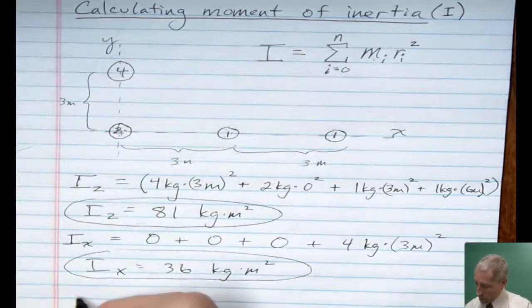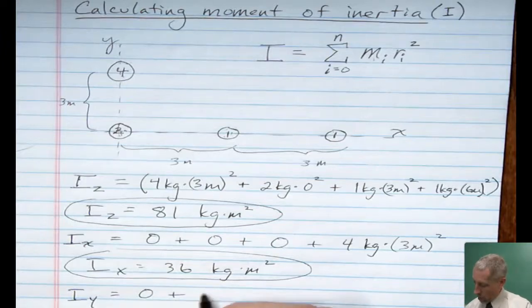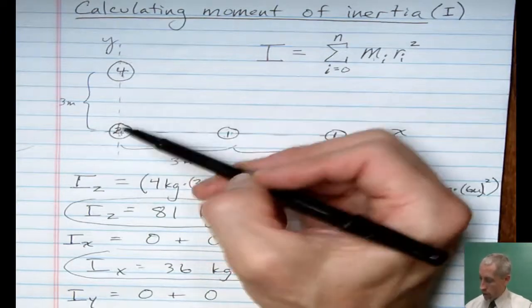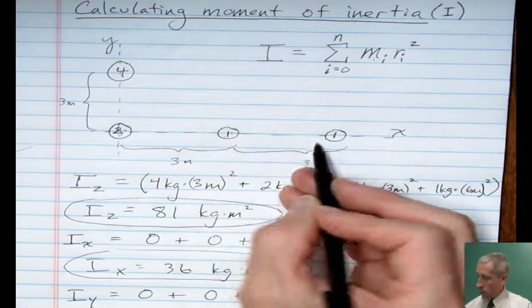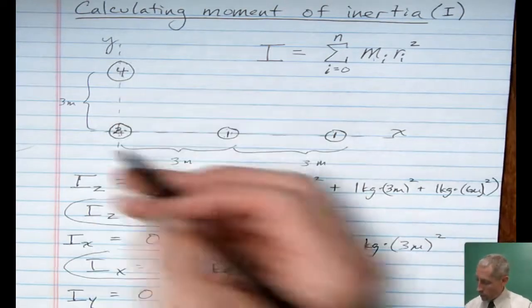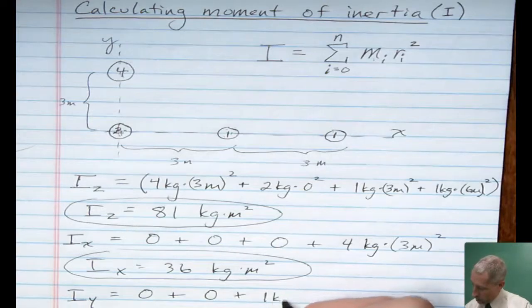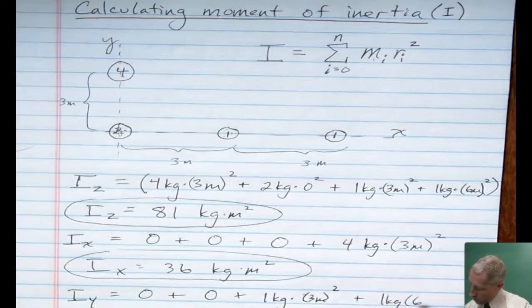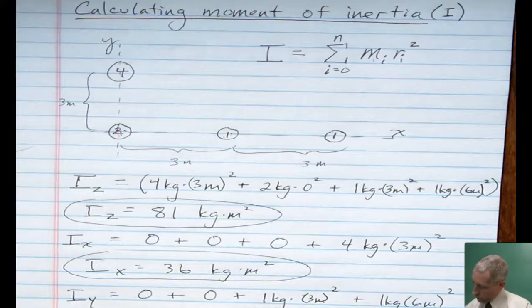And so around the y-axis, we again would have two terms that would be 0. These two have an r equal to 0. And then we take each of the other masses times the square of their distance from the y-axis. So this would be 1 kilogram times 3 meters squared, and another 1 kilogram times 6 meters squared. Might not need a calculator for that. That's just 9 and 36 for a total of 45 kilograms meters squared.